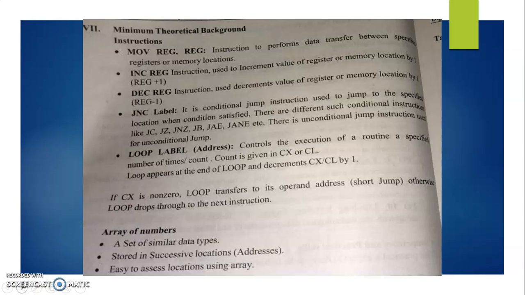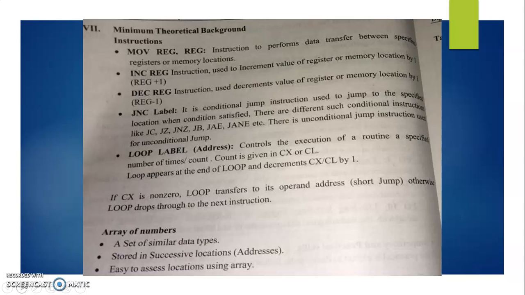Next, we will see what instructions are used in the program. The first instruction is MOV register, register, an instruction to perform a data transfer between a specified register or a memory location. Second are the increment and decrement operators. The increment register instruction is used to increment the value of a register or a memory location by 1. The decrement register instruction is used to decrement the value of a register or a memory location by 1.